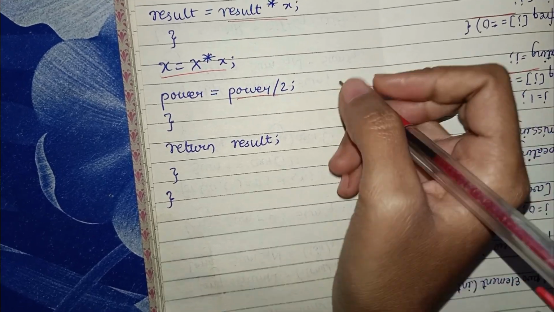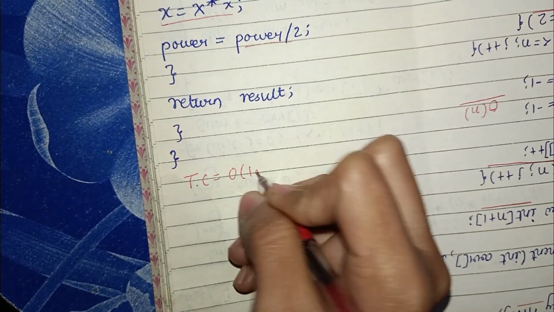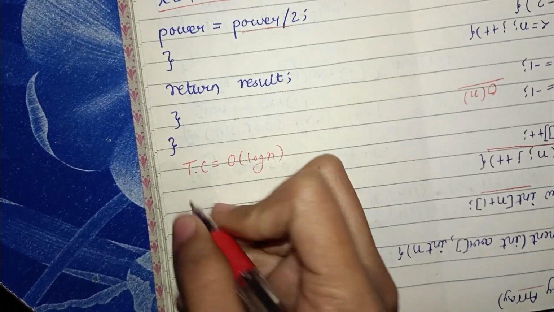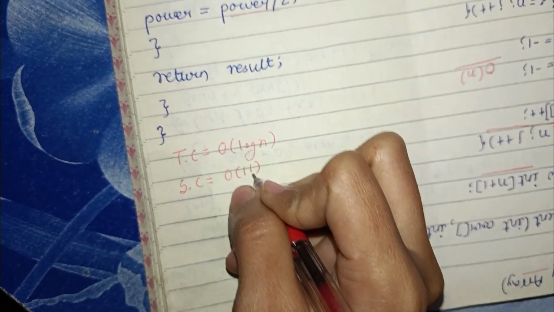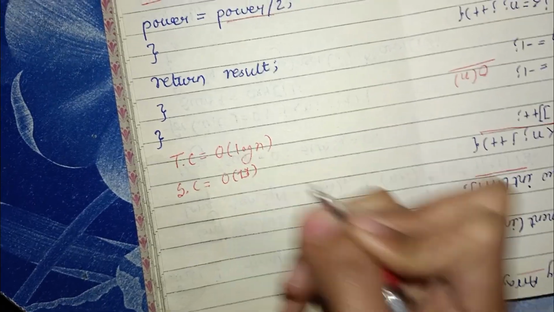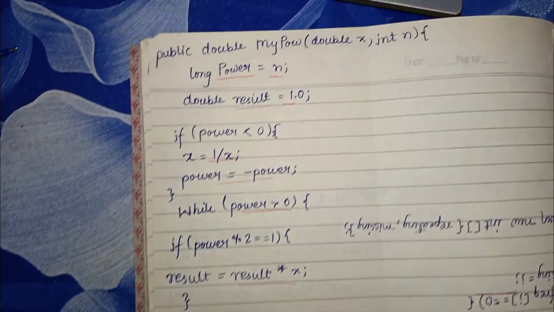This approach runs in big O of log n time, and the space complexity is big O of 1. This is the optimized approach for power of exponent.